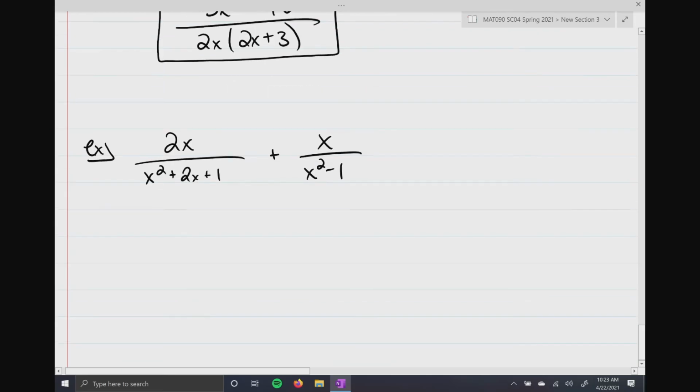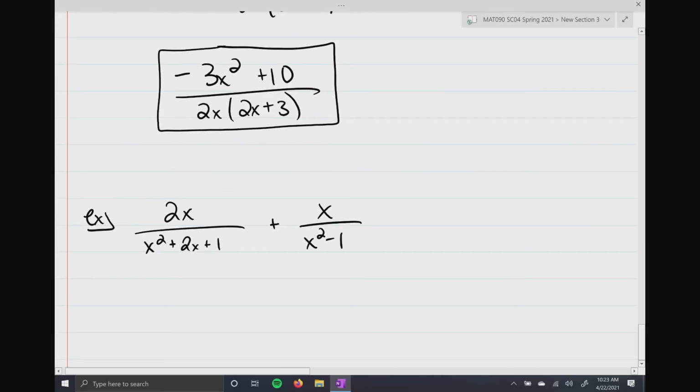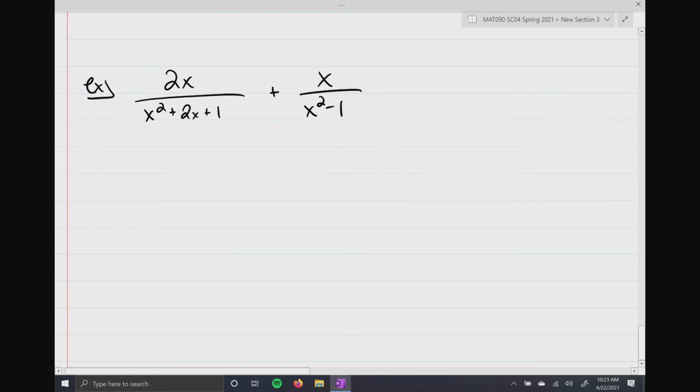All right. So we have 2x over x squared plus 2x plus 1, plus x over x squared minus 1. Somebody help me. What's my first move? Factor. Completely factor denominators. Love it.